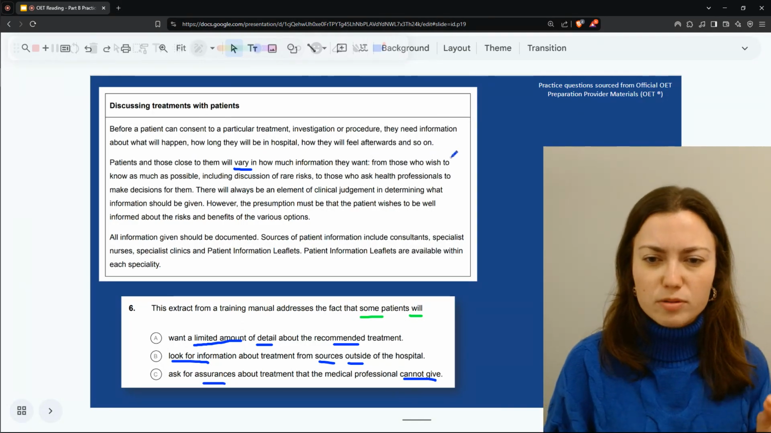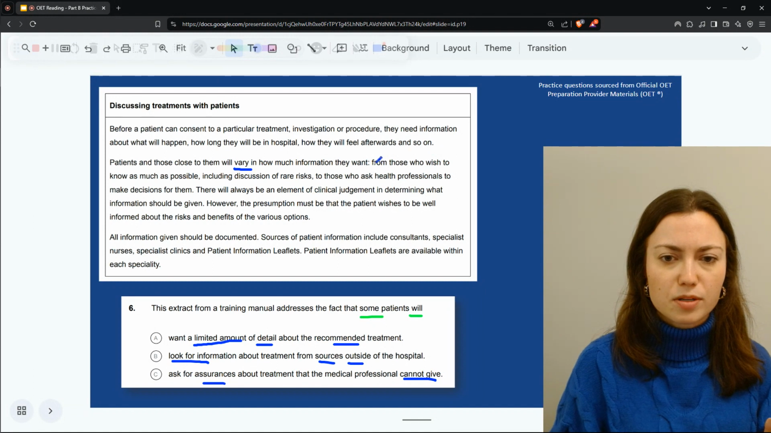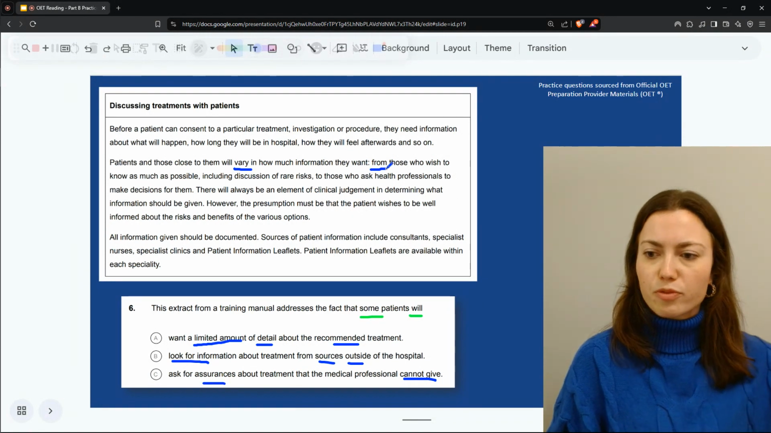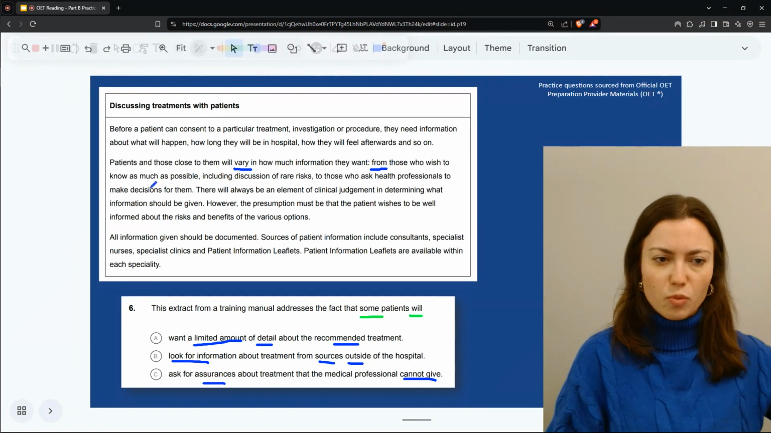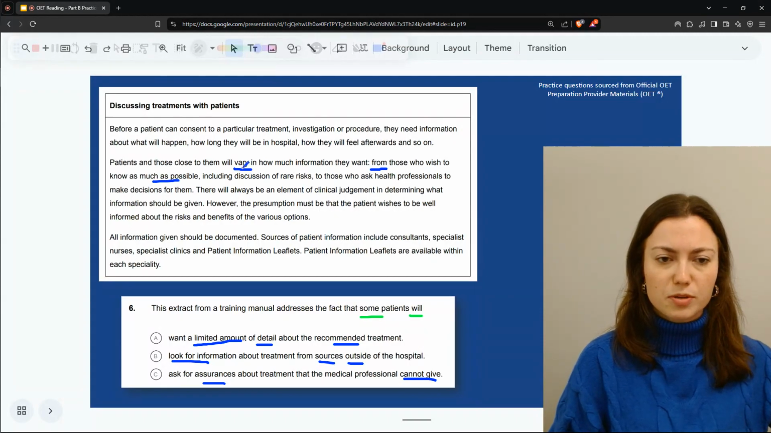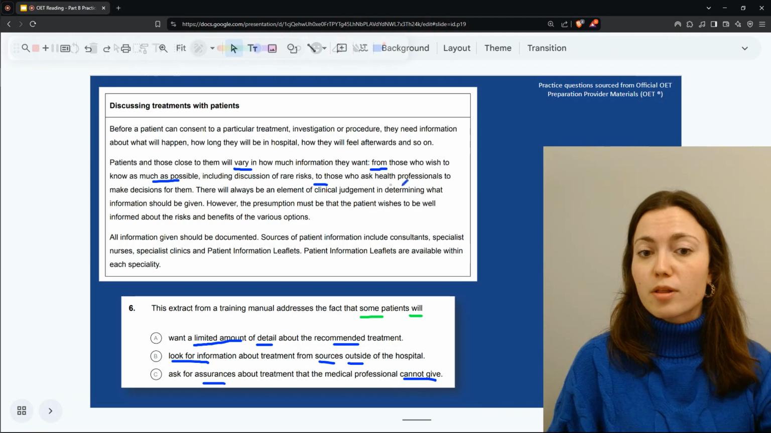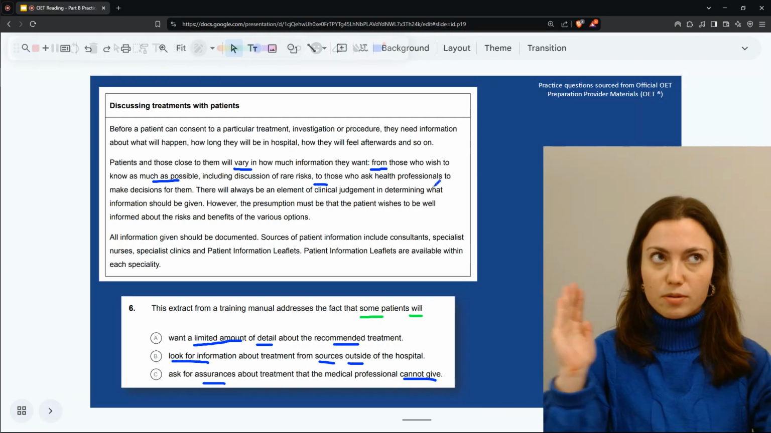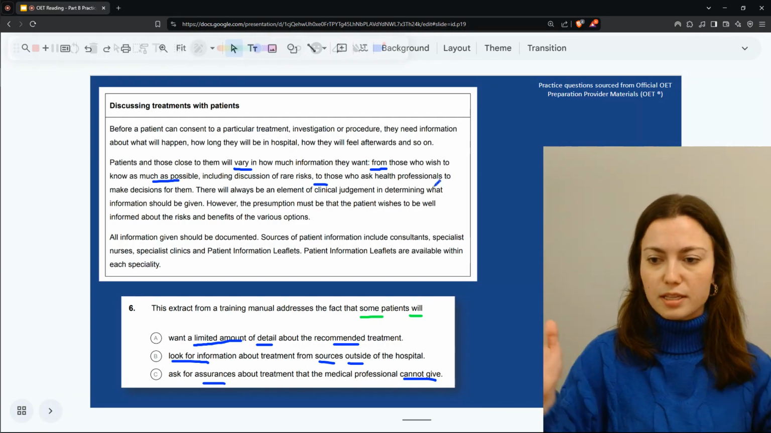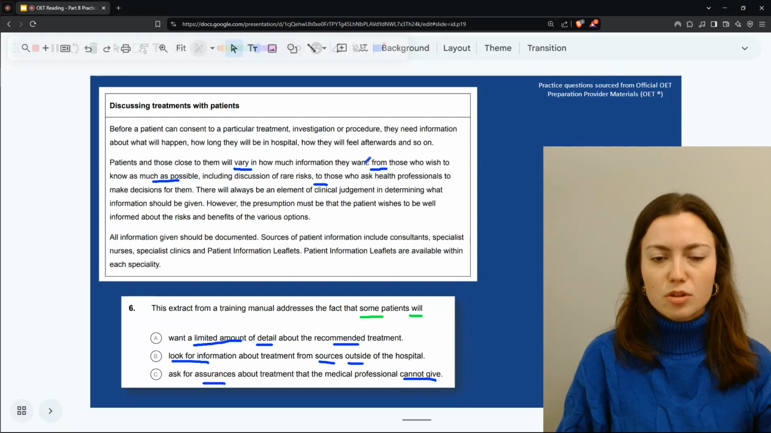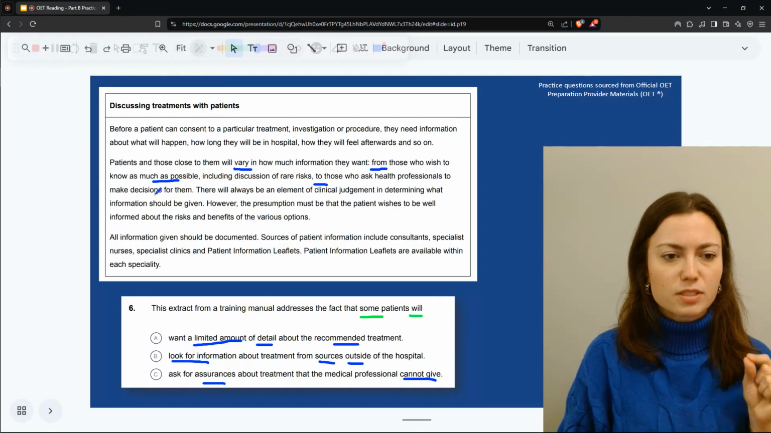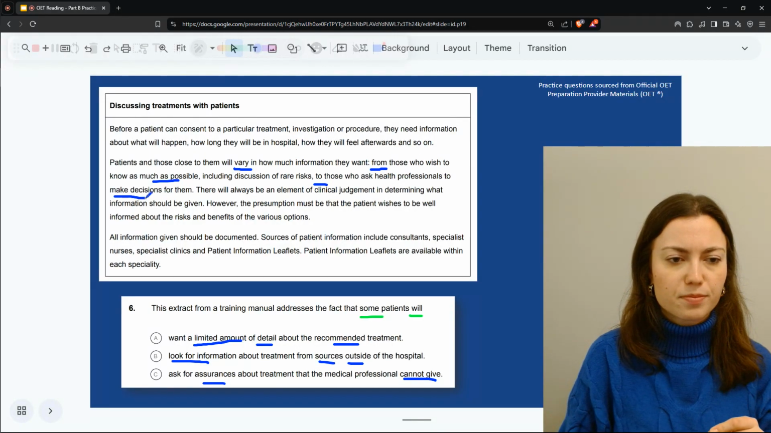So from those who wish to know as much as possible. Look at our language here. So from, basically indicating starting on one side, those who want to know as much as possible, including discussion of rare risks. To, on the other side, so language-wise, we're seeing this contrast presented, to those who ask health professionals to make decisions for them.